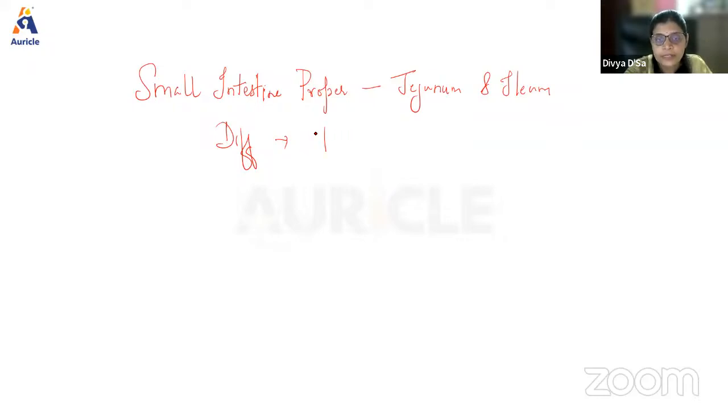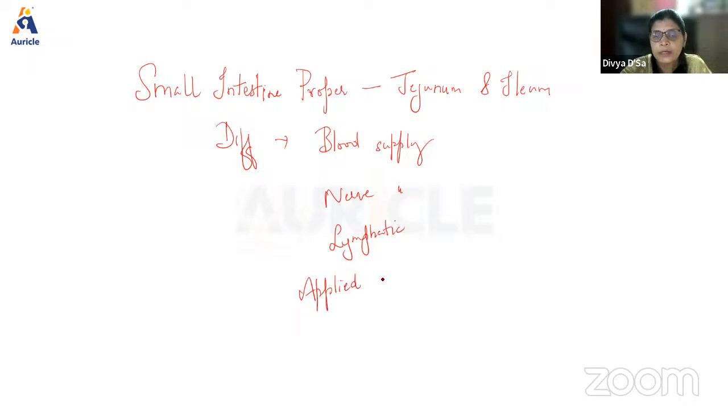Then you have to write the blood supply of it, which is important. Then nerve supply and lymphatic drainage. Then you write about the applied aspects, which is most important. And Meckel's diverticulum itself is asked as a short answer question. Under applied aspects, mainly you talk about Meckel's diverticulum.